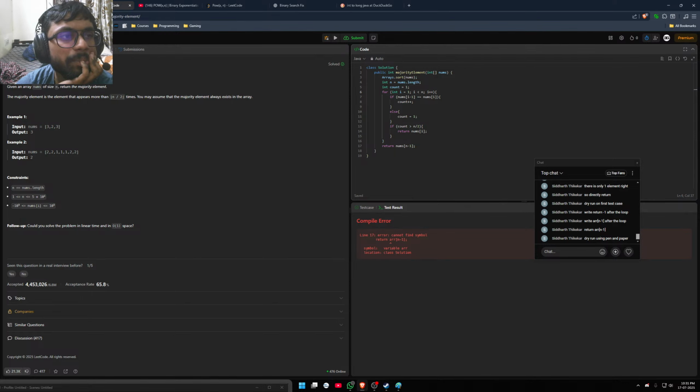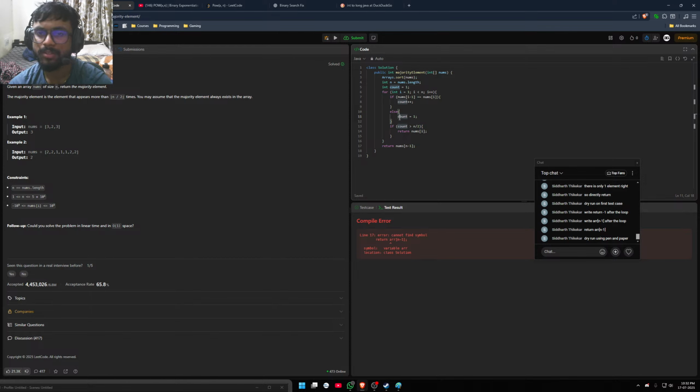Try running it using pen and paper. Yeah, I'll do it in my mind. Let's see how fast we can do it. Okay, so this I understood. We are checking the previous element. If the previous element is the same as the current element, we do count plus plus. Else count is reset to 1.